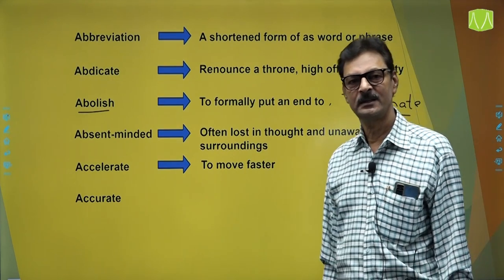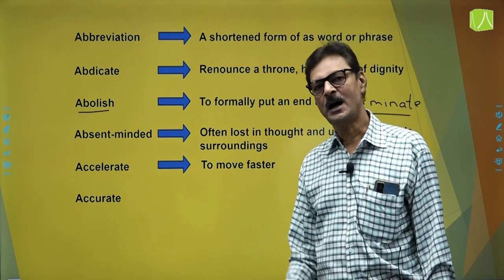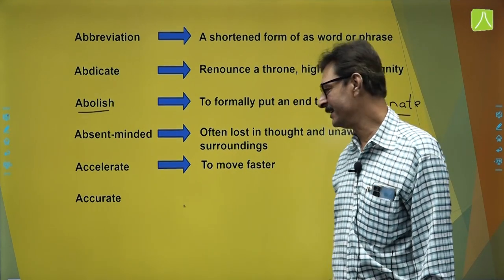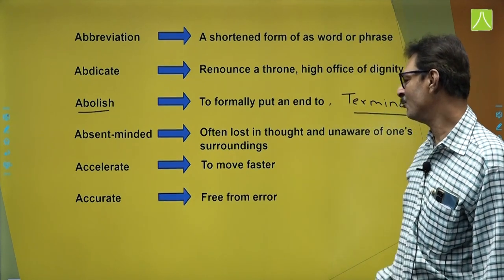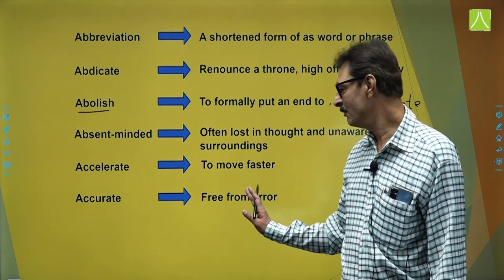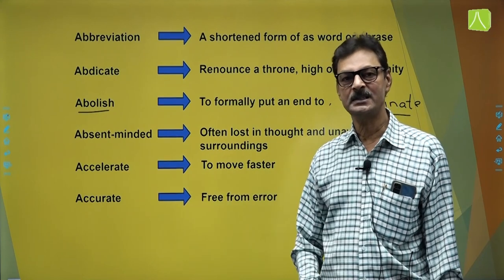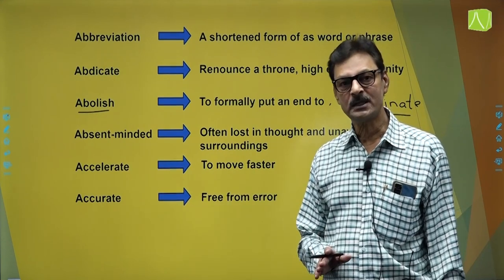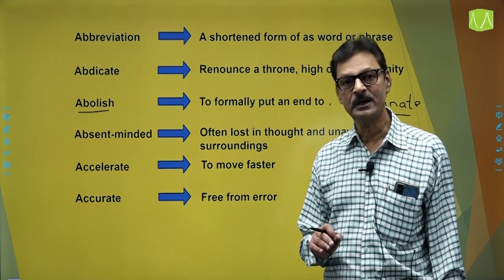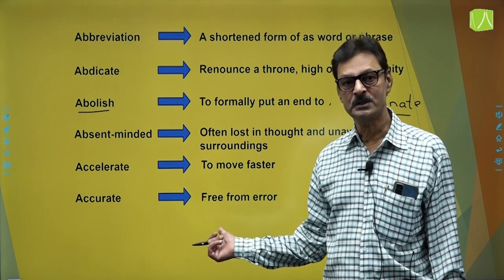Next, accurate. What is accurate? Yes, I know your answer will be accurate. Accurate is to be free from error. Yes, free from error, one word is accurate. Aur bhi options ho sakte hain. Accurate ke alawa, perfect could be one of the options.